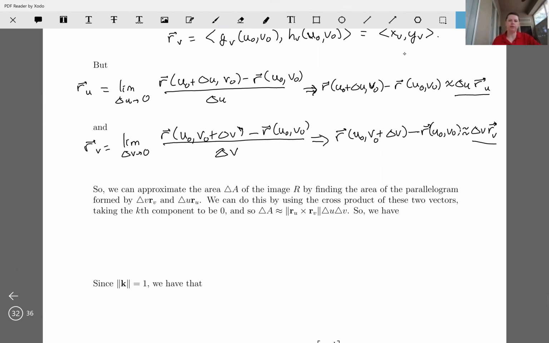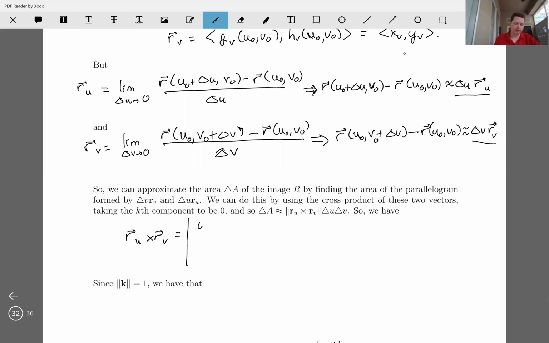And how do we do this? Well, from the previous chapter, we know that we're going to find the cross product of these two vectors. Now you might say, wait a minute, they're not in R3. It's okay, we'll just take the third component, the k component, to be 0. So delta A is going to be approximately the magnitude of the cross product times delta u, delta v.